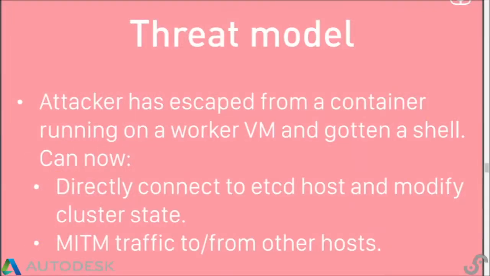So this is all very academic and interesting, but what's the actual threat model that we're trying to protect against here? For me, this is the most interesting. Might be different for you, but for me, okay, they've escaped the container. They've got a shell on a worker VM. What can they do from that worker? Obviously, you don't want them to be able to connect directly to etcd and modify any of your cluster state. You don't want them to be able to man-in-the-middle traffic to and from any of those other Kubernetes components. And so those are some of the things that we can protect against using TLS.